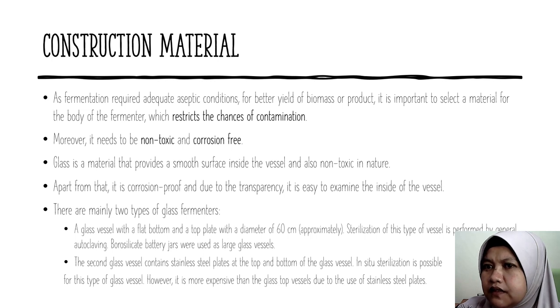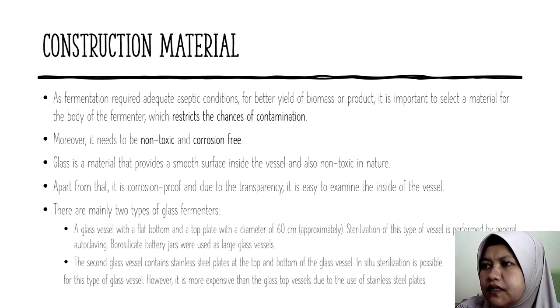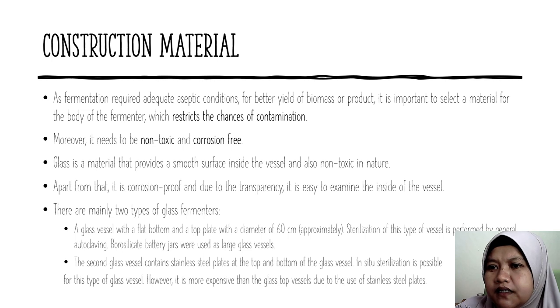Construction material. As fermentation requires adequate aseptic conditions for better yield of biomass or product, it is important to select a material for the body of the fermenter which restricts the chances of contamination. Moreover, it needs to be non-toxic and corrosion-free. So glass is a material that provides a smooth surface inside the vessel and is also non-toxic in nature. Apart from that, it is corrosion-proof and due to its transparency, it is easy to examine the inside of the vessel.